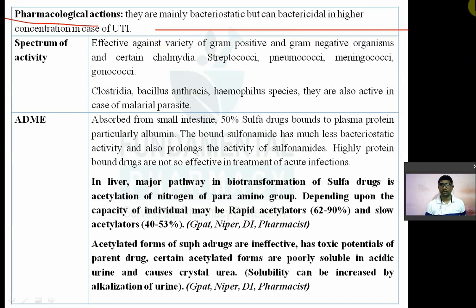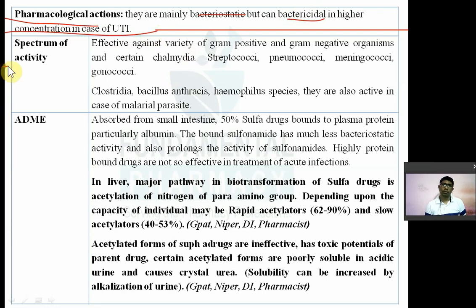And what is meant by bactericidal? Any agent or drug that can kill the bacteria is known as bactericidal. Cidal मतलब killing effect होता है यहाँ पे, और static मतलब inhibition of growth. Okay? Bacteriostatic means growth inhibitor. Bactericidal means killer. So they are mainly bacteriostatic in nature, but they can be bactericidal in higher concentration. Most of them were used for UTI, urinary tract infection, then RTI, respiratory tract infection.